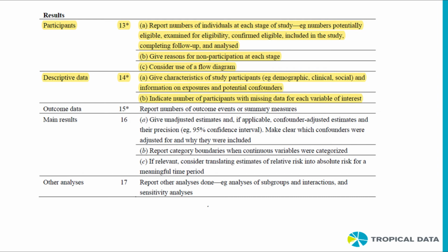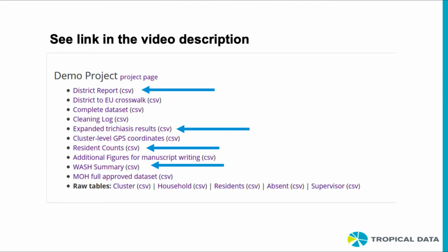First up, let's talk about participants and any descriptive data. The list of data shown here in the demo project is an example of the data you will have access to in your own project. For instructions on how to access your data, click on the link listed in the video description and then click on the PDF titled How to Download and Access Data. The blue arrows highlight data files that contain all of the information you will need to make the tables discussed in this section.